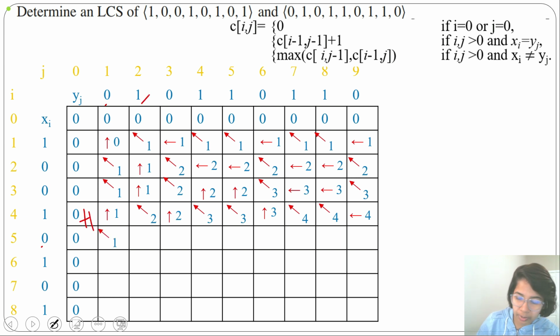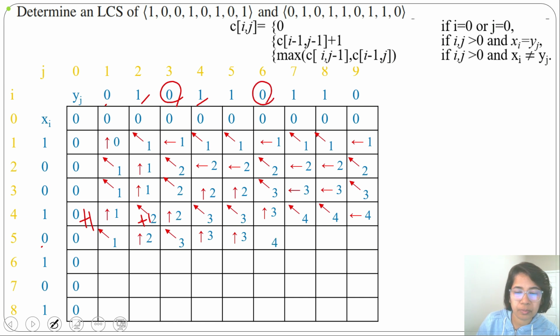Next, 0 not equals to 1, let 2, arrow will be up. 0 equals to 0, so this 2 plus 1 will be 3, and arrow will be to our left corner. Then 0 not equals to 1, 3, arrow will be up. Next here, 0 equals to 0, so 3 plus 1 will be 4, arrow toward left corner. Then for this 1, 4 up, for this 1, 4 up. Then for this 0, we'll write 4 plus 1, it will be 5, arrow toward left corner.